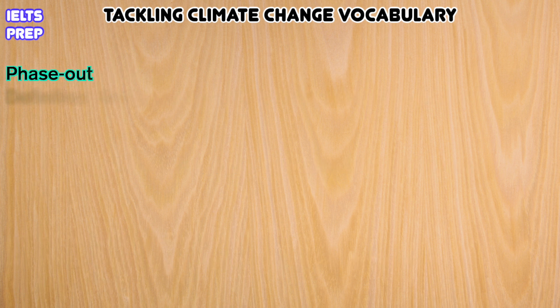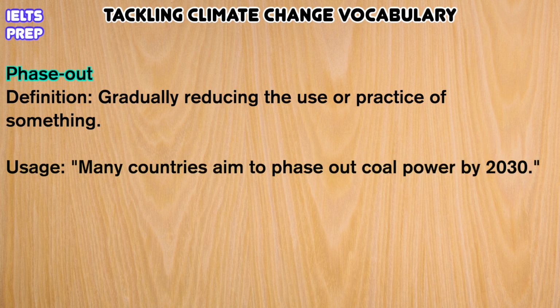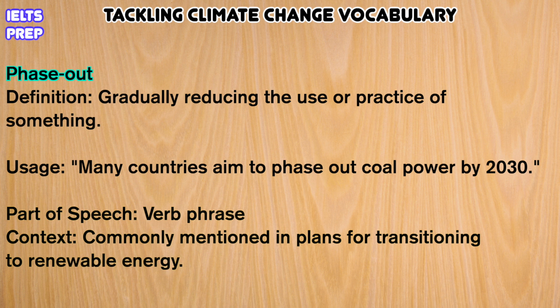Phase out. Definition: gradually reducing the use or practice of something. Usage: many countries aim to phase out coal power by 2030. Part of speech: verb phrase. Context: commonly mentioned in plans for transitioning to renewable energy.